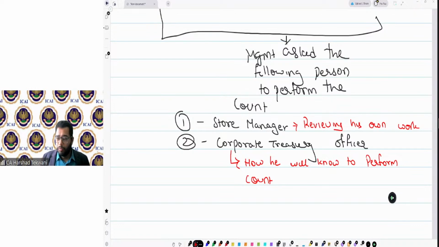So, how will you tackle the second scenario? Let's say I'm sending an IT guy to perform the count, very independent of everything. He is going and performing the count. But how can he perform the count when he is not aware of the products? The person who is aware of the products, who has knowledge of the items, is the store manager. Are you getting my point?